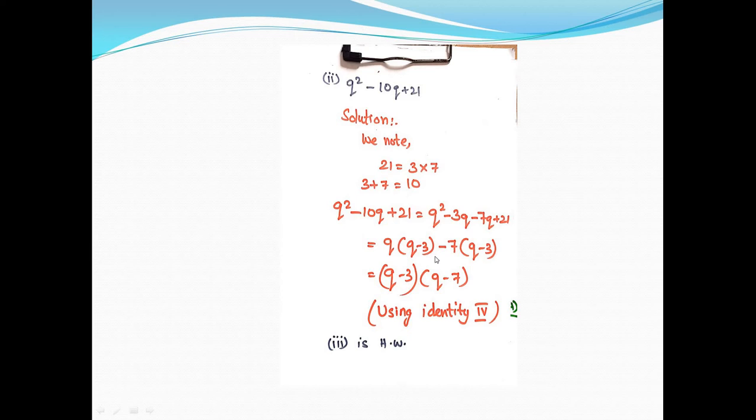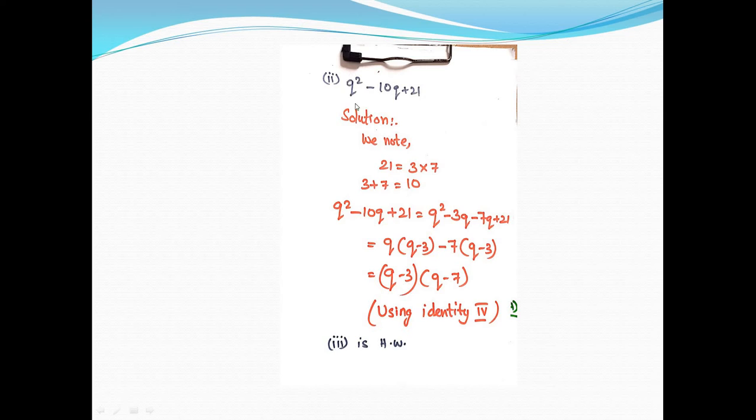Again, in the next step, q minus 3 is the common factor, multiplied by q minus 7. q is the non-common factor for the first term, and minus 7 is the non-common factor for the next term. So, by using identity number 4, we can write this as q minus 3 multiplied by q minus 7. The third will be your homework.